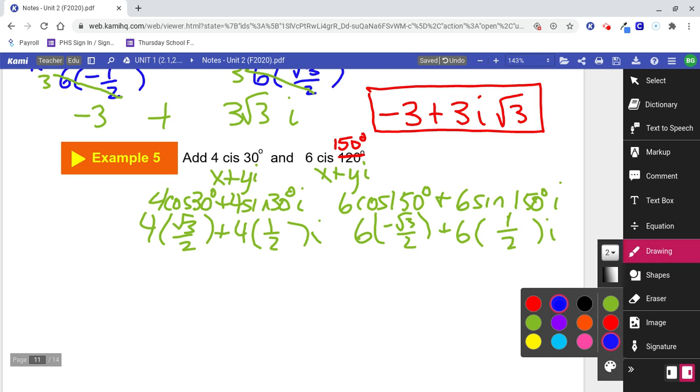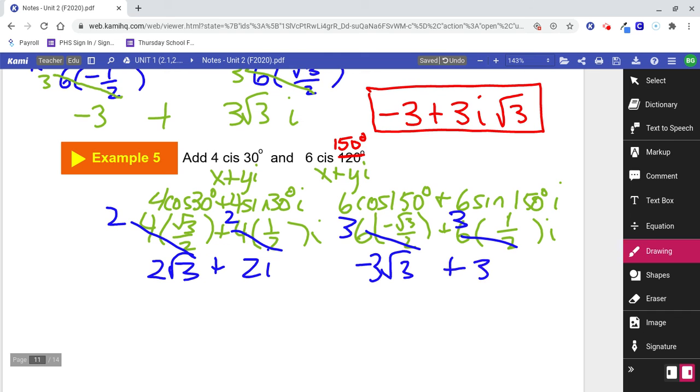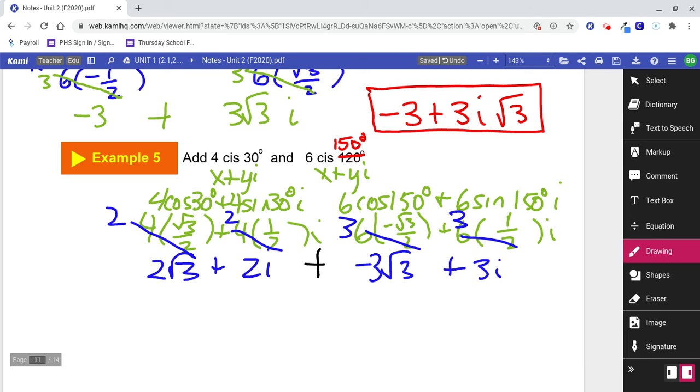Let's clean up. 2 goes into 4 twice. 2 goes into 4 twice. So I say 2 square root of 3 plus 2i. 2 goes into 6 3 times, so that's negative 3 square root of 3. Okay, 2 goes into 6 3 times, so that's going to be plus 3i. So remember, we're adding like terms, right? We're trying to add these things. So I see 2 square root of 3 plus negative 3 square root of 3 is negative square root of 3. And 2i and 3i make 5i.